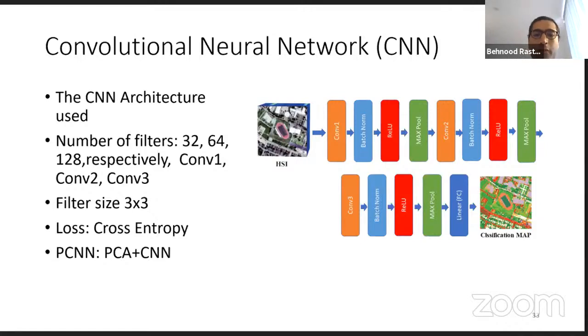That's basically one of the outcomes of this study: if you apply PCA, CNN works better, unless you have to manipulate your architecture based on the different data sets. So if you just apply CNN, it might work on one data set but not the other data set.